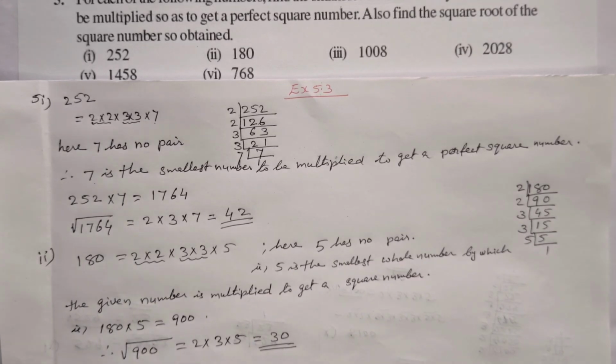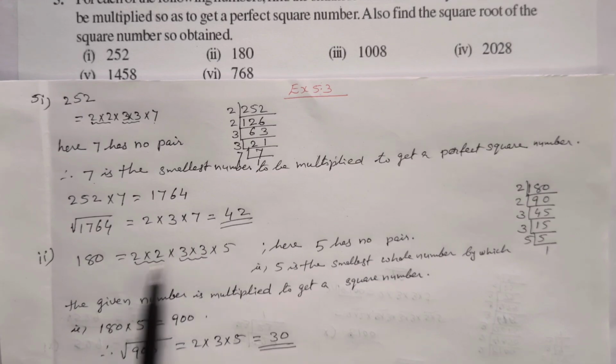Then the square root of 900 is equal to 2, 3, and one more 5 when we multiplied here. So from that also 5. 2 into 3 into 5 is equal to 30. Square root of 900 is equal to 30.